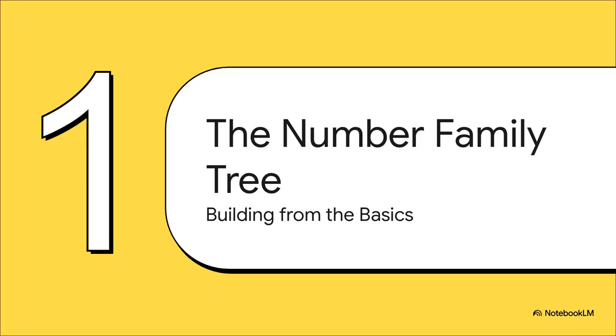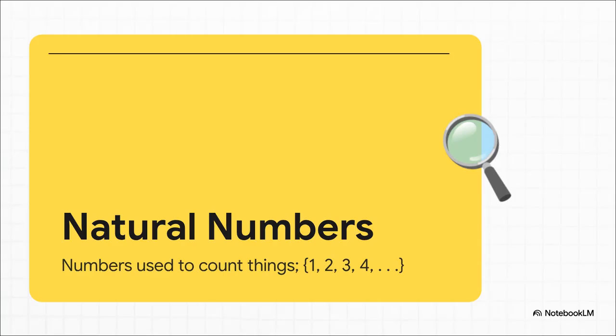All right, so to really get this, we're going to build our number system from the ground up. Think of it like a family tree, okay? We'll start with the most basic, the very first numbers we all learn as kids. And that first branch on our tree? That's the natural numbers. These are your good old-fashioned counting numbers. 1, 2, 3, 4, one cookie, two friends. You get the idea. Super simple, right?